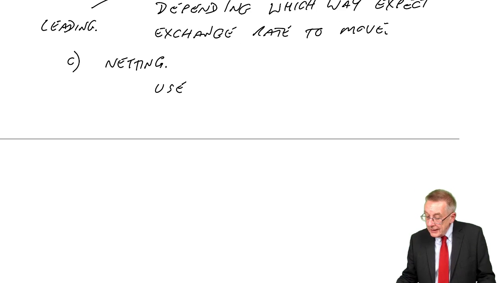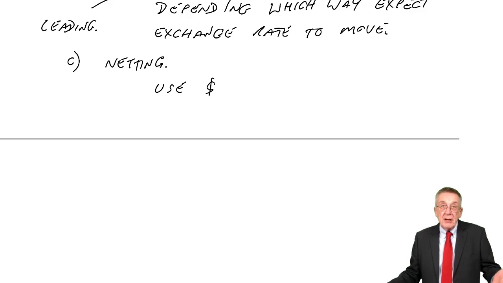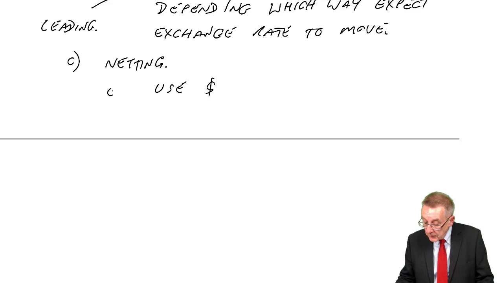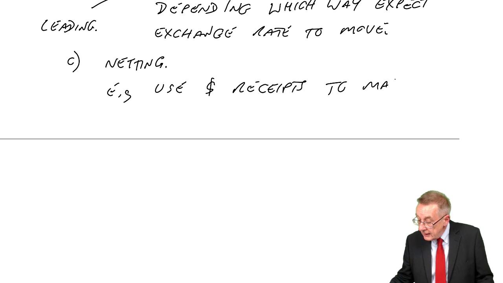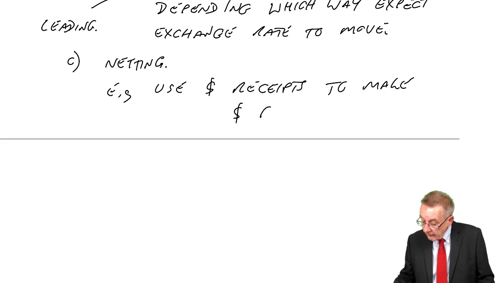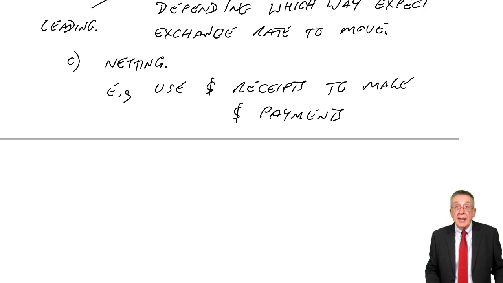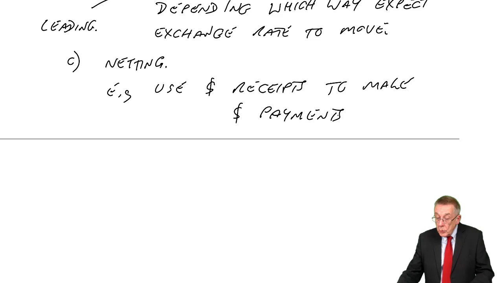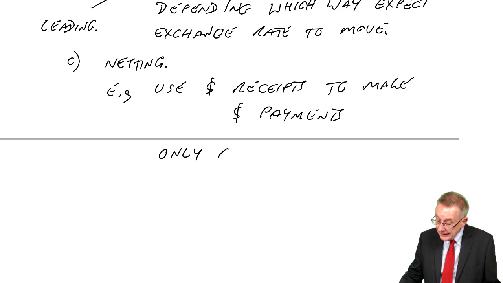So use, depending on the currencies obviously, but use dollar receipts to make dollar payments. You know, a dollar bank account. You're only at risk on the net amount.